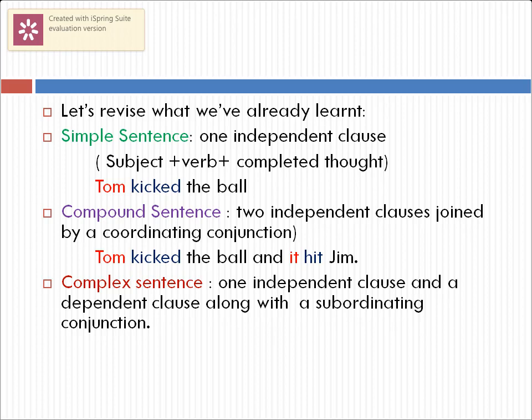Then we also learned about complex sentences. Complex sentences are those sentences which have one independent clause, that means with a subject, verb and completed thought, and a dependent clause, that means a subject, verb and an incomplete thought, along with a subordinating conjunction. As Tom kicked the ball, it hit Jim. Here, it hit Jim is an independent clause with a subject, verb and complete thought, and the other clause, as Tom kicked the ball, though it has a subject Tom and verb kicked, doesn't have a complete thought. Hence, it is a dependent clause.